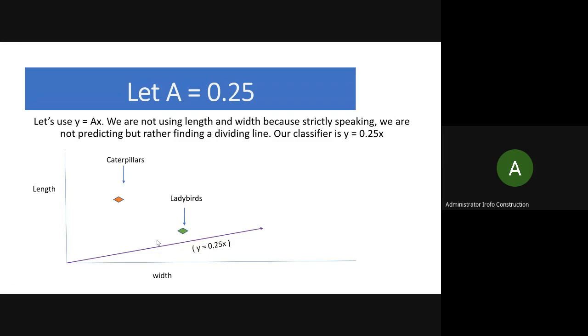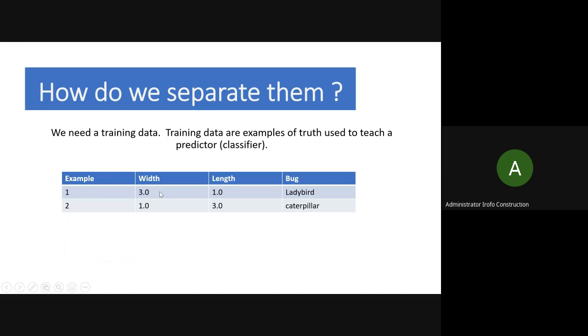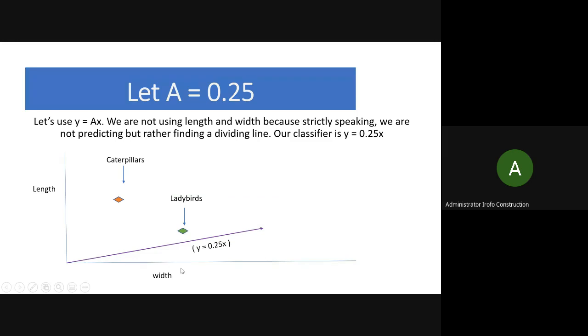But before that, let's take notes. How were we able to get these values? These caterpillars here, that's our truth example. We just plotted it on the graph. See, the weight is 3 and length is 1. So the weight of 3 is somewhere here and length of 1 is somewhere here. That's why we have this ladybird.